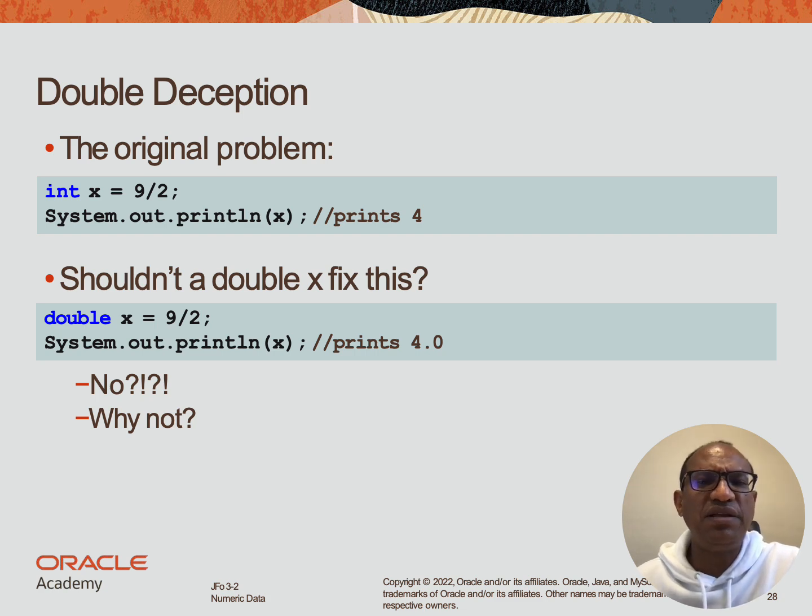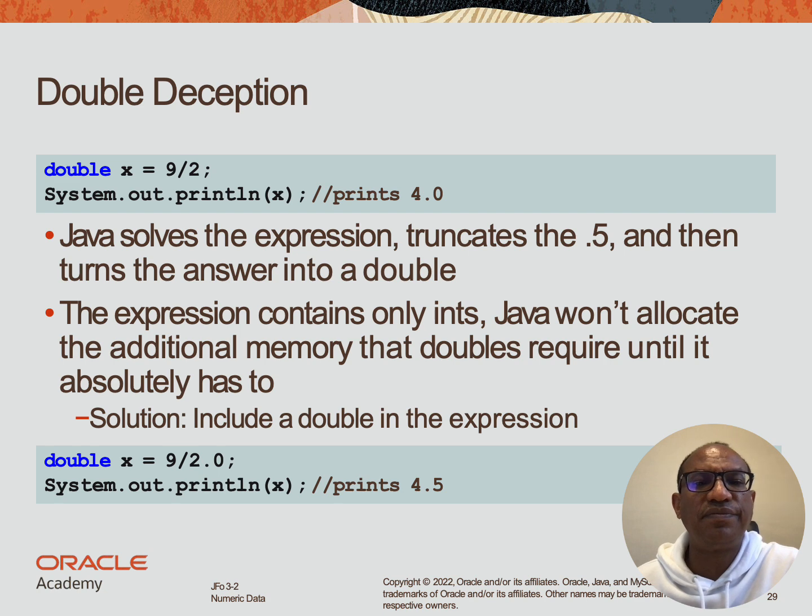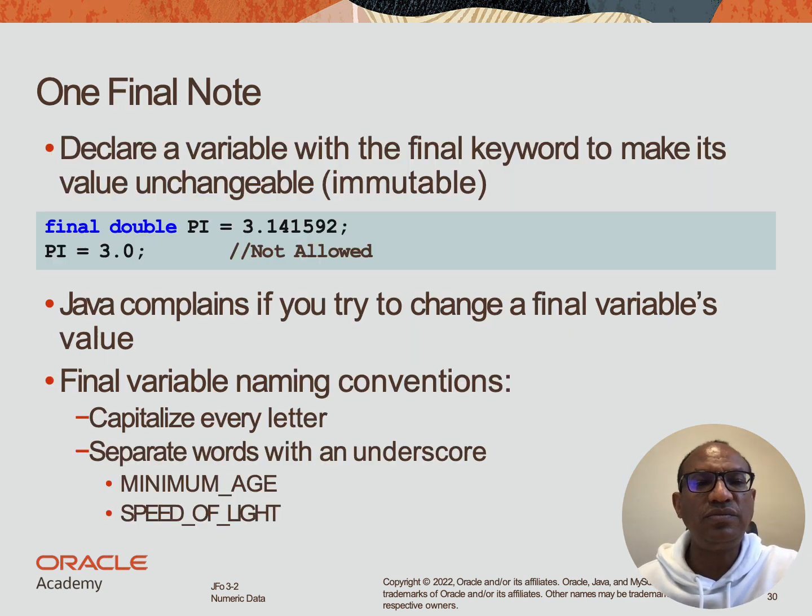Even using double, if the expression only includes ints, the result is still truncated before converting. You need to include a double in the expression. Adding a decimal like 2.0 turns the whole expression into floating point math. Now Java will preserve the decimal point.